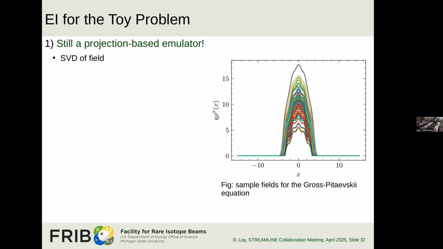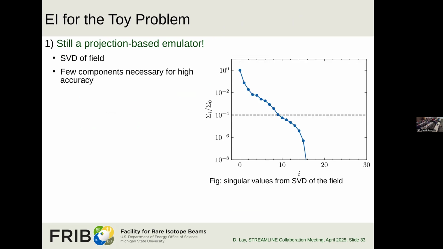The first one pulls straight from the reduced basis method ideas. You generate a bunch of sample fields, examples are shown here, and then you take the singular value decomposition of it, and that generates your basis fields informed by the samples. In general, you don't need a whole lot of them. If you want 10 to the minus 4 relative accuracy, in this case, maybe you only need 10 basis fields.